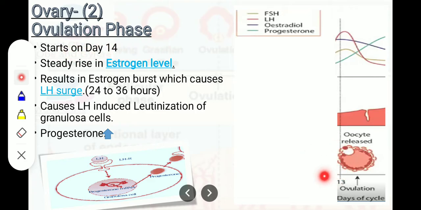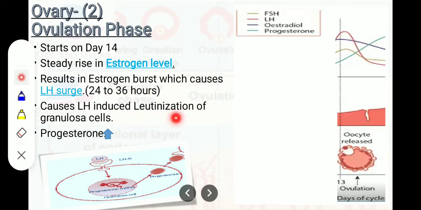And there is a steady rise in the estrogen level, as we said before, and that steady rise in the estrogen level causes the LH surge, because it has a positive feedback effect upon the luteinizing hormone. So it results in an estrogen burst because of the rising estrogen level, and that causes an LH surge for 24 to 36 hours.